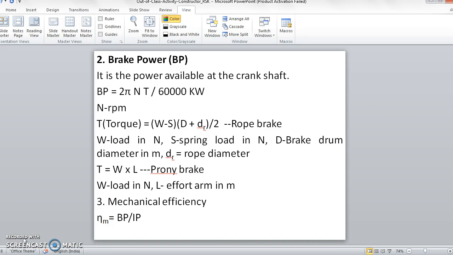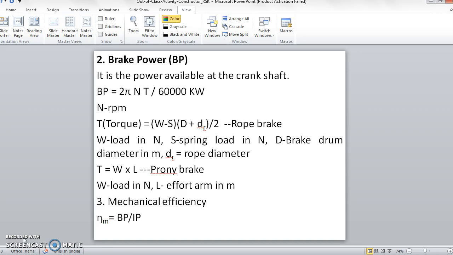Number 2, brake power. It is the power which is available at the crankshaft. It is calculated by the equation BP = 2πNT/60,000 kilowatts, where N is the RPM of the crankshaft, T is the torque.